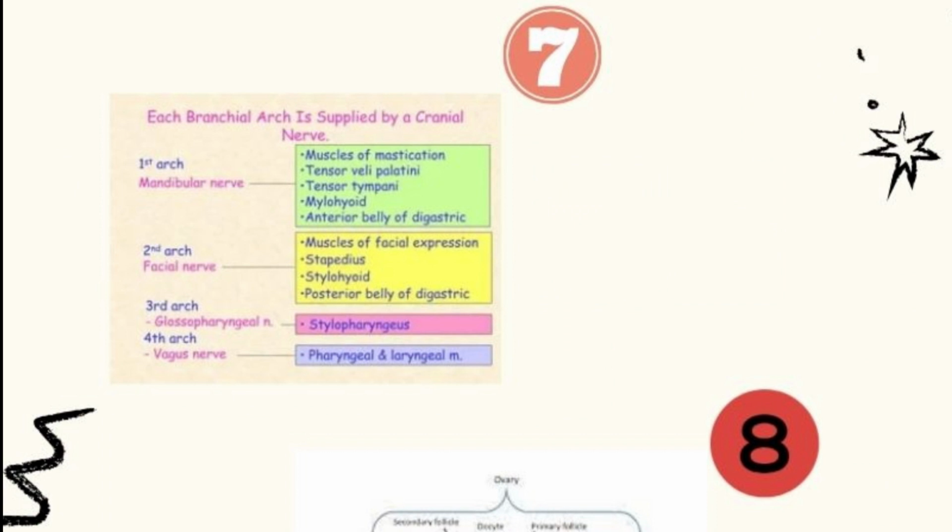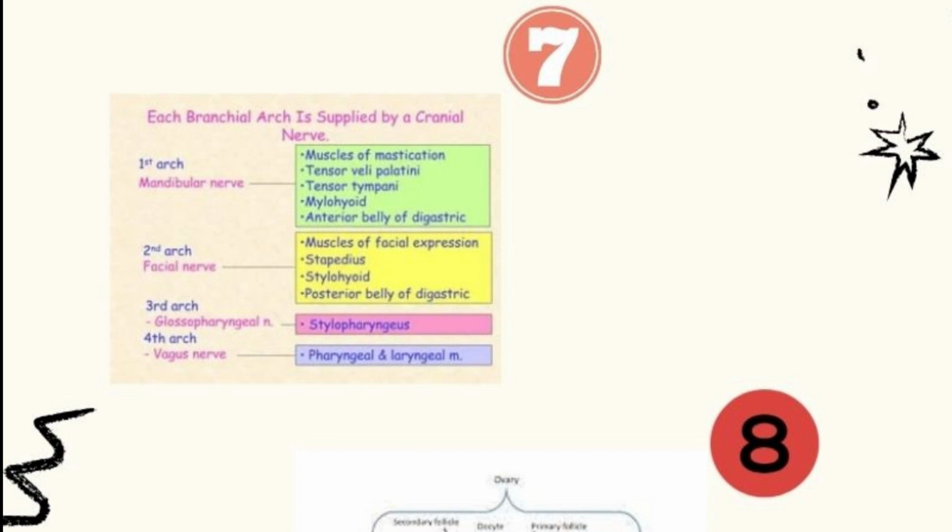Next image is about the derivatives of the pharyngeal arches. The mnemonic to remember: the derivative of the first arch is maximal, and that is the maxillary artery, muscles of mastication, tensor veli palatini, mylohyoid muscle, anterior belly of digastric, the mandibular branch of the trigeminal nerve, and the maxillary branch of the trigeminal nerve. The second arch, the keyword is S. So the things you need to remember are stapedius, stylohyoid muscle, the posterior belly of digastric, the stapedial artery, stylohyoid ligament, and the facial nerve.